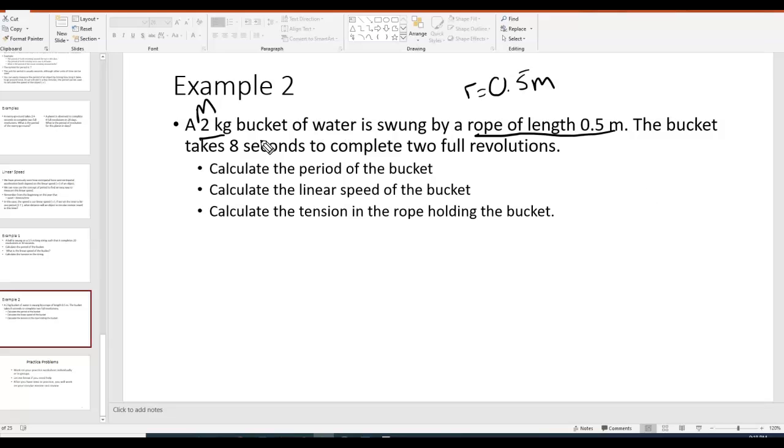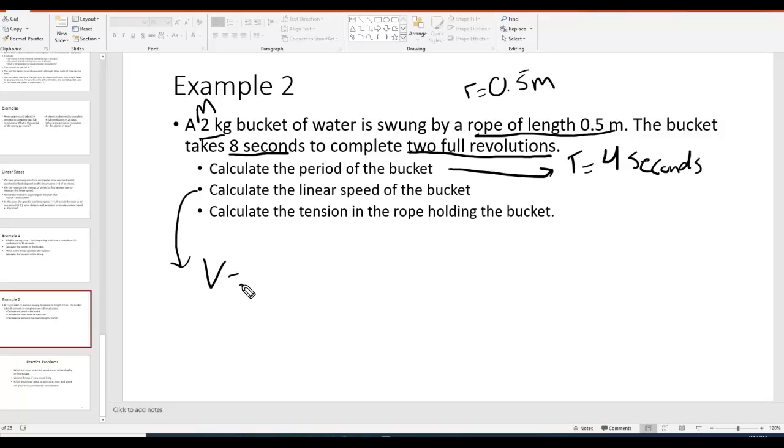So we do have the radius. The bucket takes 8 seconds to go around 2 times. Okay, so immediately, hopefully you can do that mental math. The period that you should find is 4 seconds. Remember, the period is the time to go around 1 time. If it goes around 2 times in 8 seconds, that means it takes 4 seconds to go around 1 time. From the period, we can find v, okay, the linear speed. That's 2 pi r divided by t. Okay, remember, t is the symbol for period. So we have 2 pi times 0.5 divided by 4.